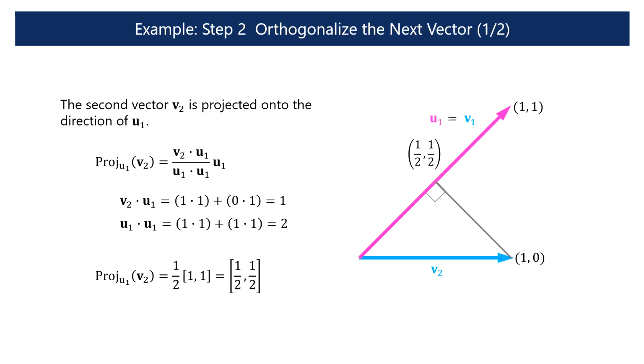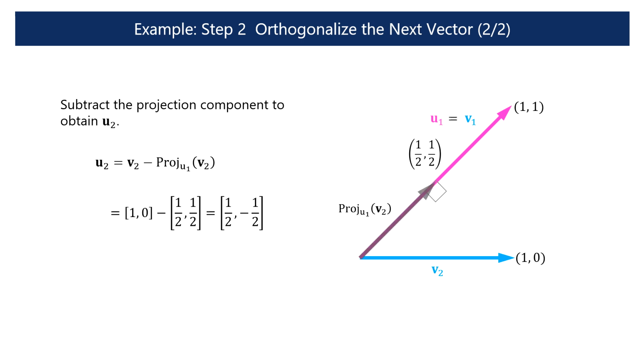The second vector, v2, is projected onto the direction of the previously created orthogonal vector, u1. Here, the inner product of v2 and u1 equals 1, and that of u1 and u1 equals 2. So the projection can be expressed in this way. Next, subtract the projection component to obtain u2.